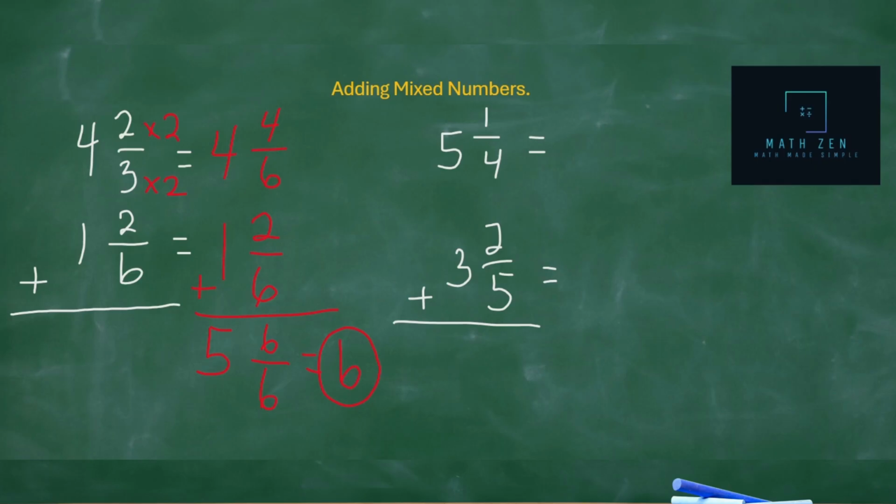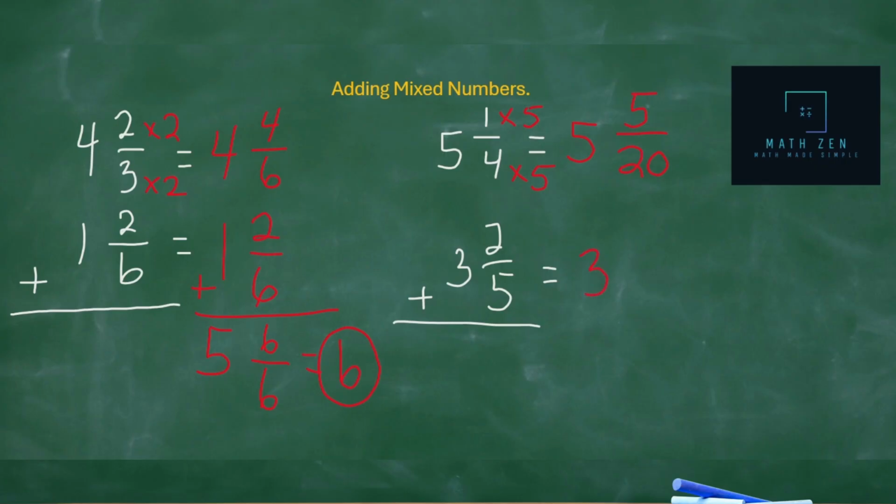Well, the least common denominator between 5 and 4 is going to be 20. So I need to rename this mixed number with a denominator of 20. Well, how did I make that 4 into a 20? Well, I did times 5, which means I do the same thing to the numerator, which is going to give me 5 5/20. Next up, we have 3 2/5.